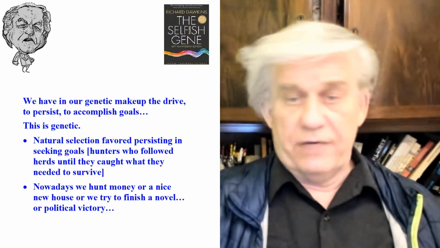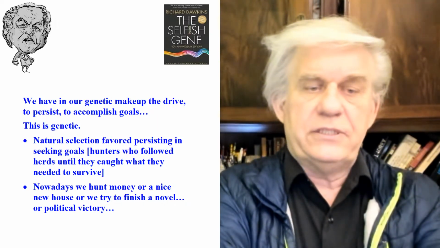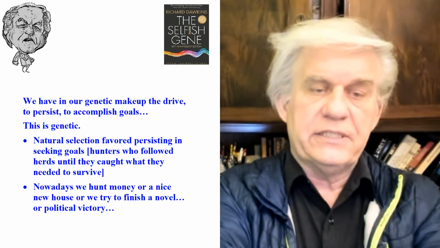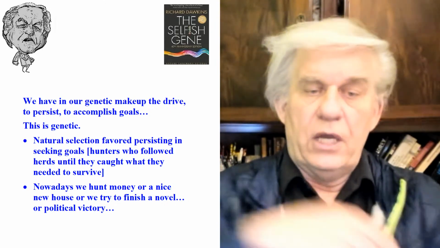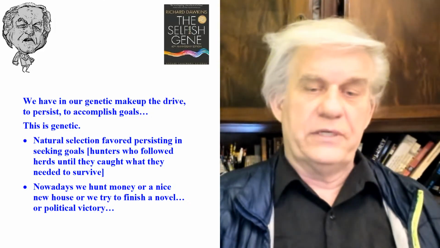Okay? So he's essentially expressing the worldly wisdom among biologists, paleontologists, geologists, all these people out there, so-called scientists, that study evolution. Well, they all believe in this synthesis. He continues there. He says the following. In The Selfish Gene, he said, we have in our genetic makeup the drive to persist, to accomplish goals. This is genetic, he says, this drive that we have, this push forward, okay? Natural selection favored persisting in seeking goals, like, for example, hunters who followed herds until they caught what they needed to survive, right? Nowadays, we hunt money, or a nice new house, or we try to finish a novel or a political victory.